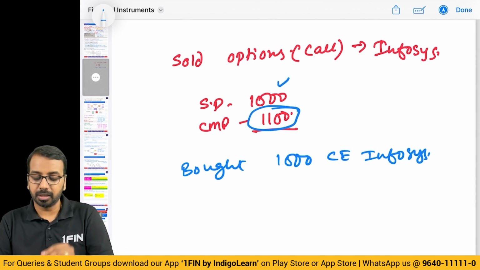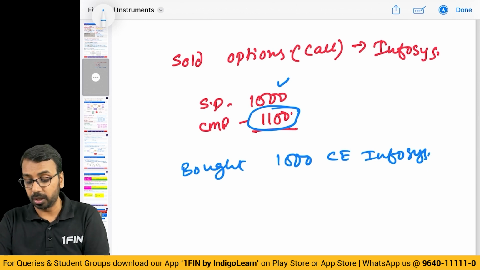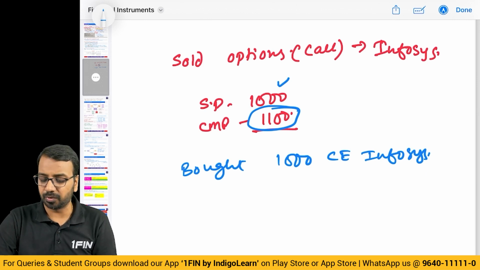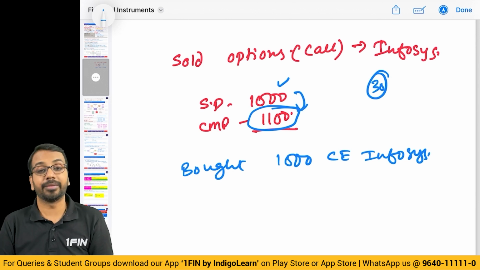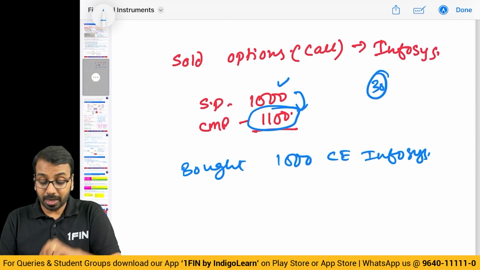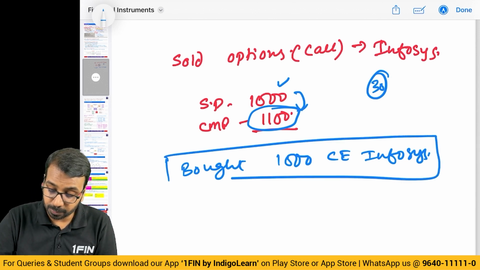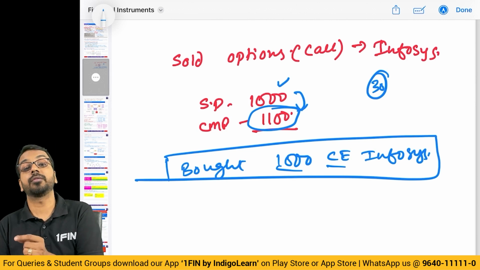Right. Now, the market price has increased to 1100. When you sold it, the strike price for which you sold is 1000, and you have collected some premium for that. Let us say you have collected a premium of 30. Now, the price has become 1100. If you look at it from your friend's perspective, your friend has purchased the 1000 call option of Infosys.